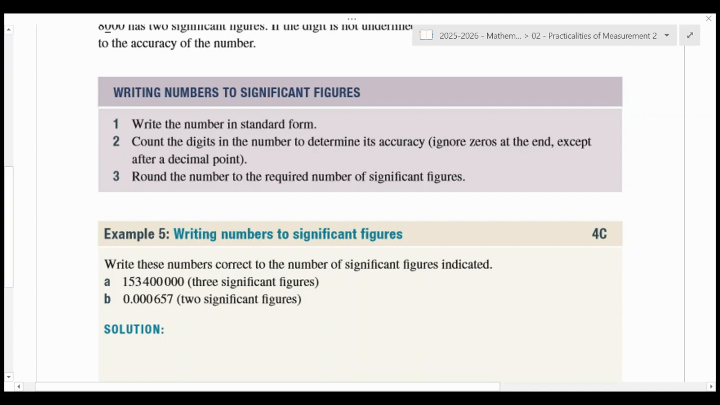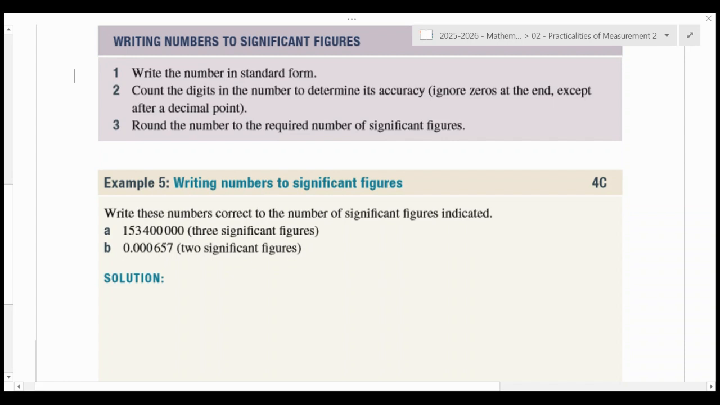In fact, I'm going to do both of these without doing it in standard form and then doing it in standard form as well. So let's have a look. This first one, 1534, lots of zeros. We want to write it to three significant figures. Now, in this particular number, 153400000, we know that that equals 1.534 times 10 to the power of 8, which is awesome.